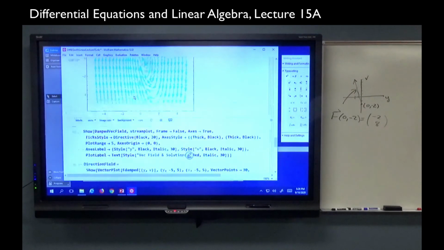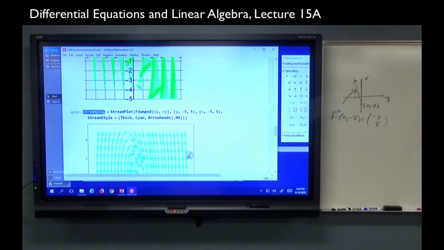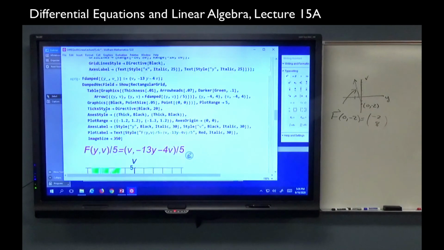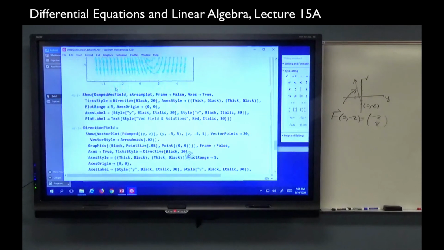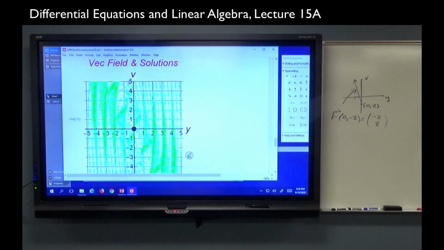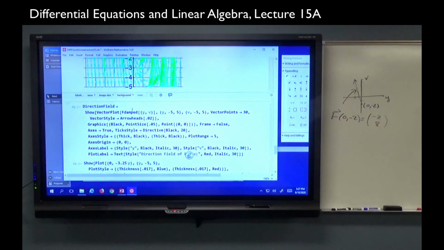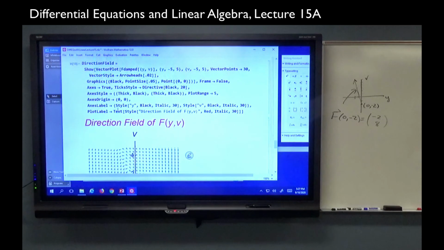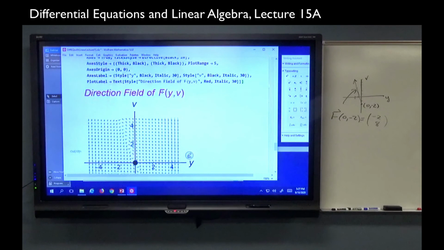I can show that. I gave that a name. I call it StreamPlot here. I also gave this graphic a name called damped vector field. I can show those together, damped vector field and StreamPlot, together in one picture here, showing the vector field and the solutions. And I can also do it for a direction field. Here's the essential code that makes a direction field.